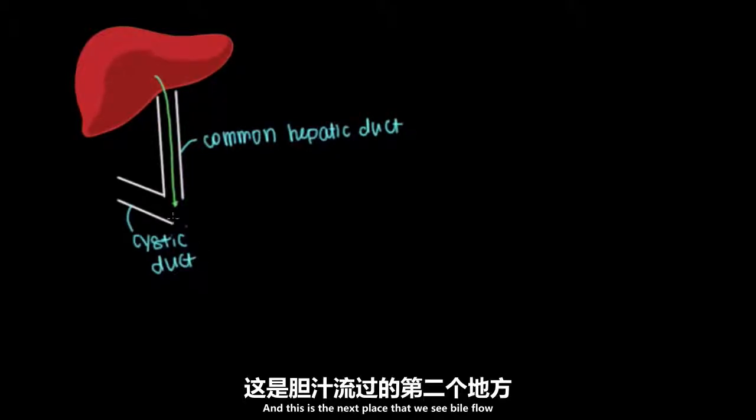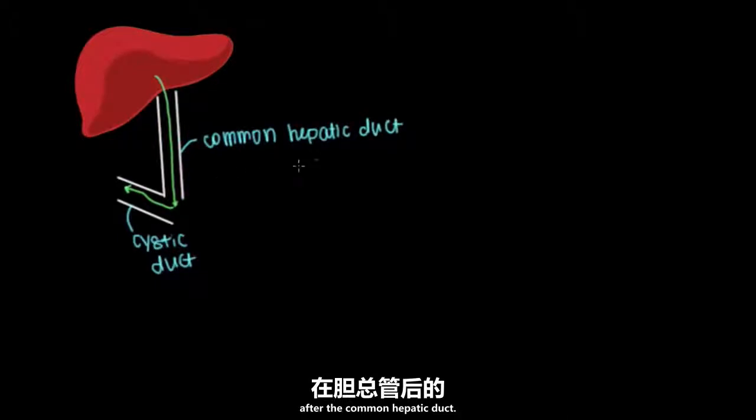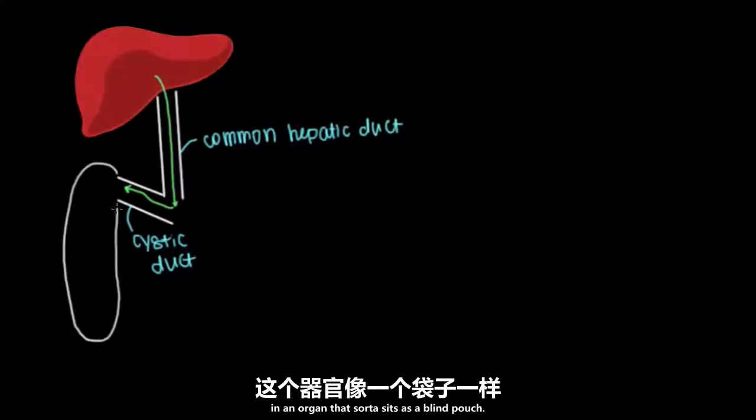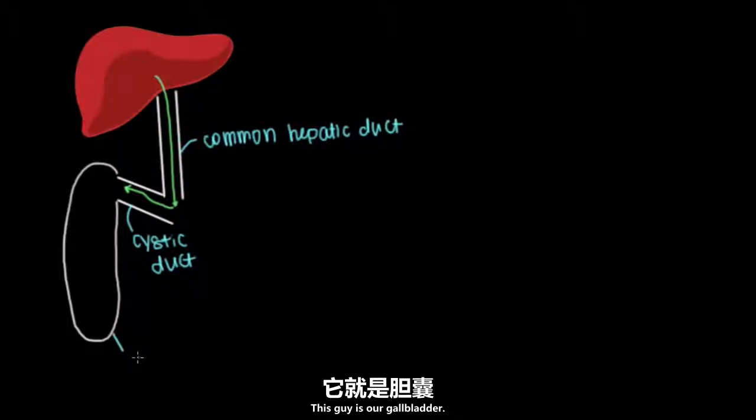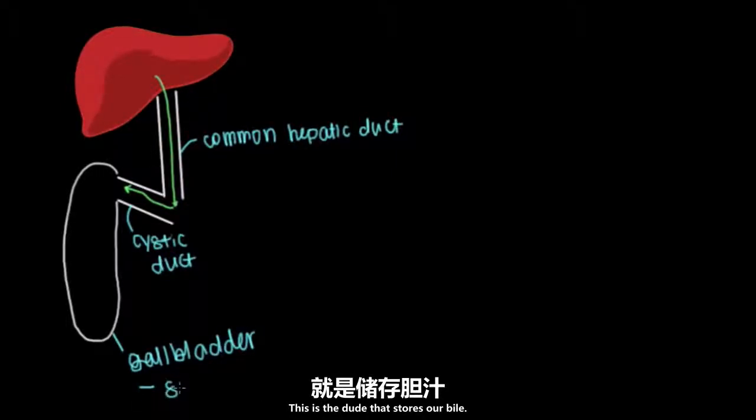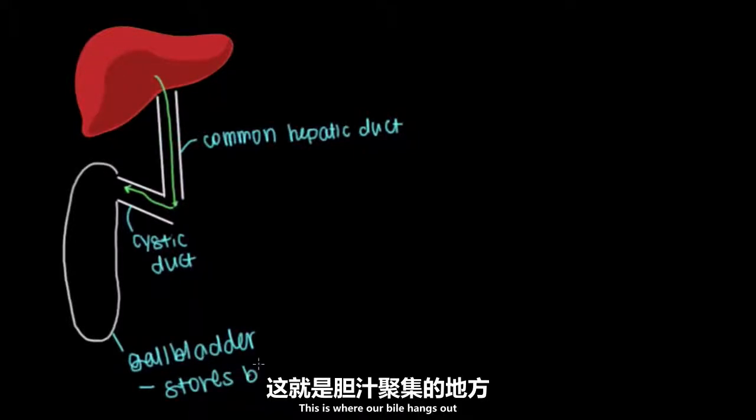This is the next place that we see bile flow after the common hepatic duct. The cystic duct will then lead our bile to be stored momentarily in an organ that sits as a blind pouch. This guy is our gallbladder. The gallbladder has one purpose only. This is the dude that stores our bile. This is where our bile hangs out until it's time to be released.